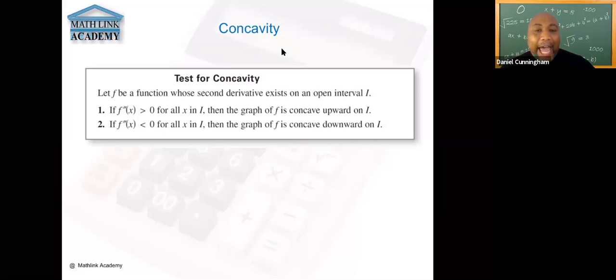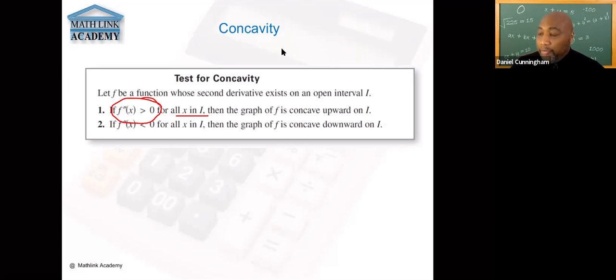Now to find the concavity, we have to use the test for concavity. Let f be a function. We want to find the second derivative, if it exists, on that open interval I. If f double prime is greater than 0 for any x value in that interval, then we're going to say it's concave upwards.